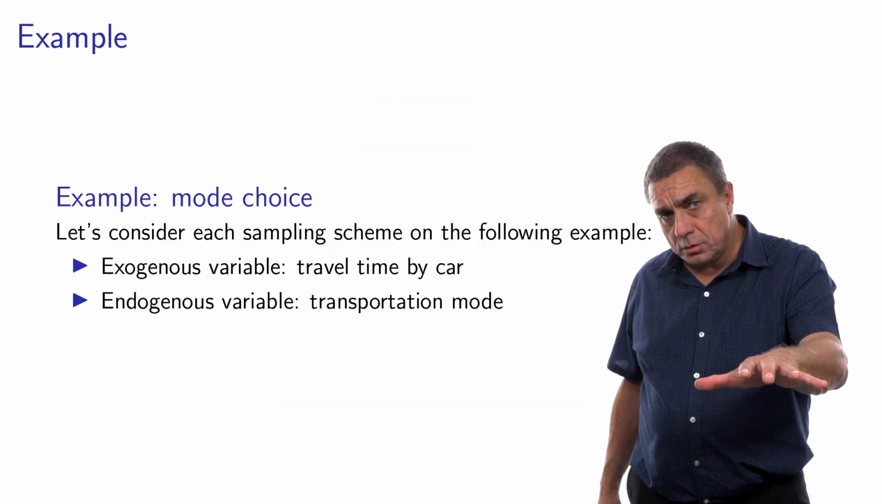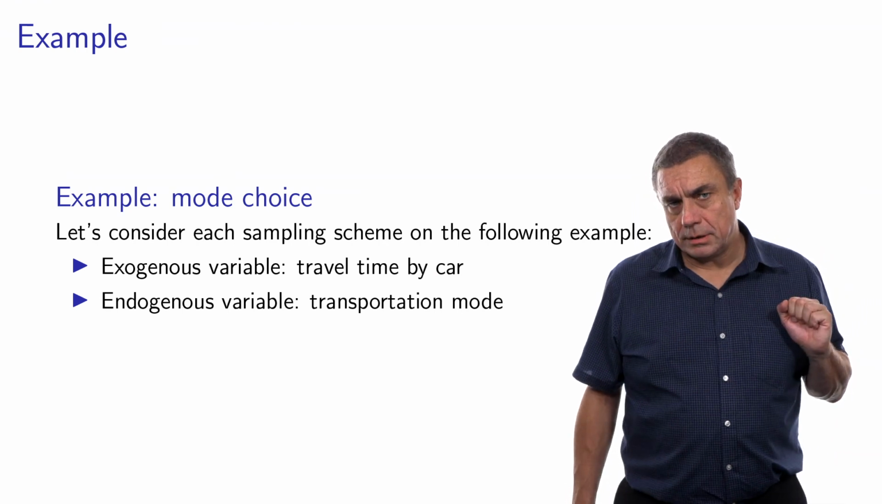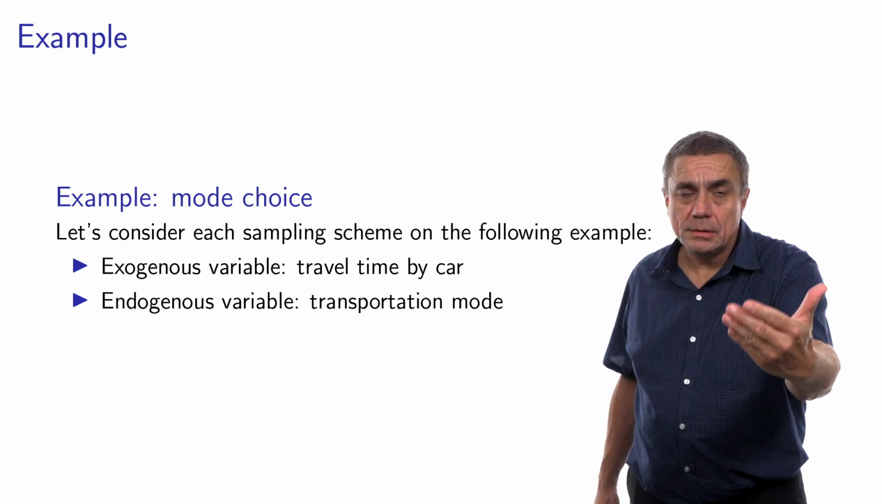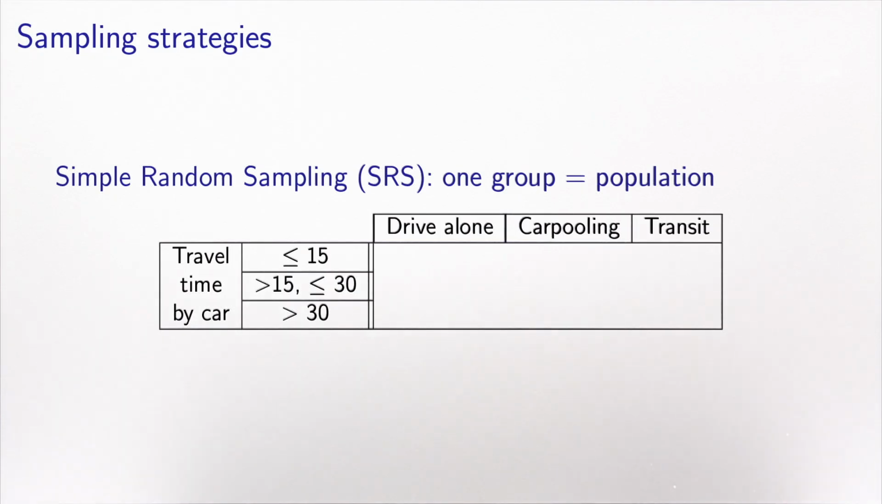Okay, in order to make these things less abstract, let's take a concrete example. And again, I will consider a transportation mode choice example. So here we would like to predict the transportation mode that is chosen as a function of travel time, let's say. So therefore, travel time is the exogenous variable and the transportation mode is the endogenous variable. In this picture, I have represented the values or the categories of the exogenous variables as rows here. I'm considering 3 categories: less than 15 minutes, between 15 and 30 minutes, and over 30 minutes. And for the sake of this example, I have 3 alternatives: drive alone, carpooling, and transit.